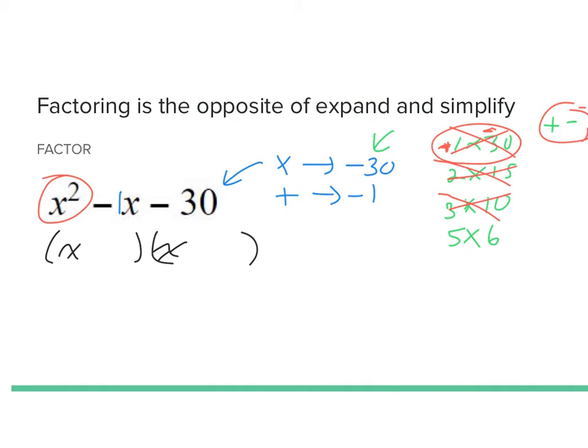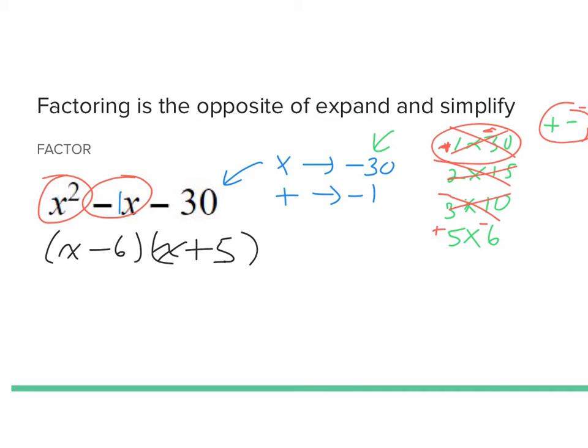So if I was adding these now, not multiplying them, but adding them, I would need the 6 to be negative and the 5 to be positive, so that when I added those together, I'd get that -1 in the original trinomial. So that means in my bracket, I'm going to put a -6 and a +5.